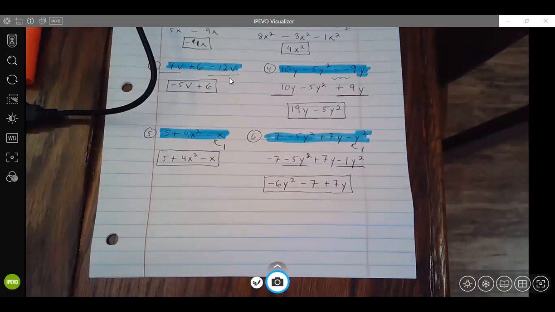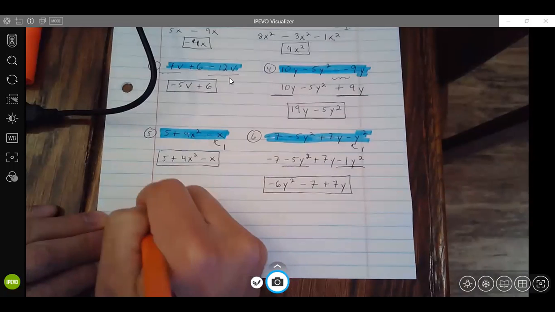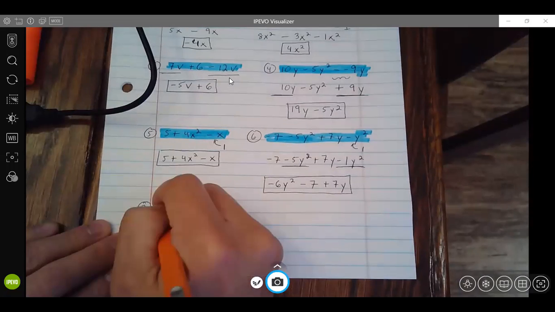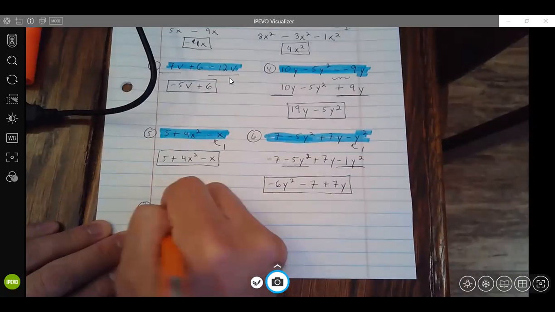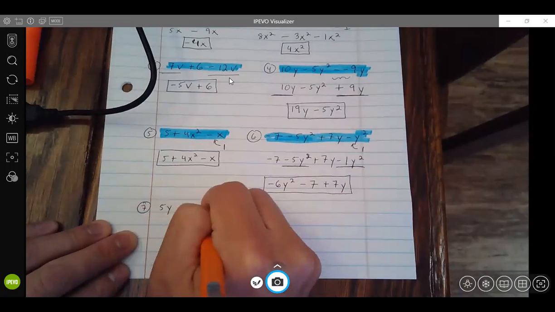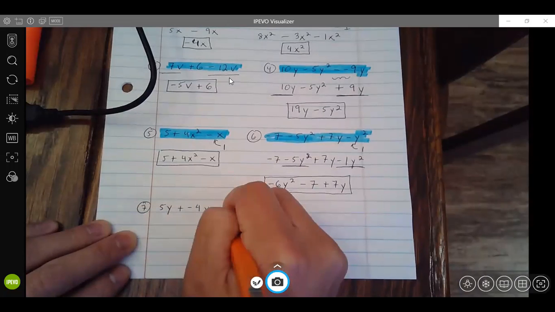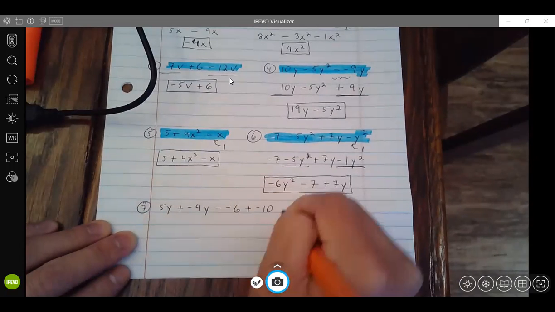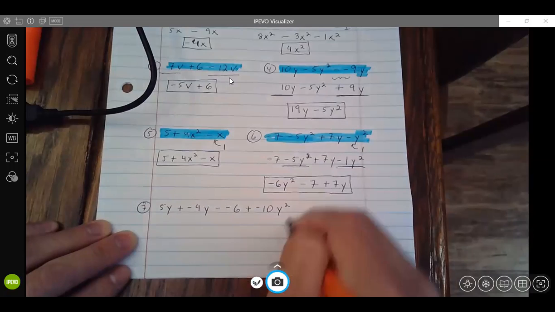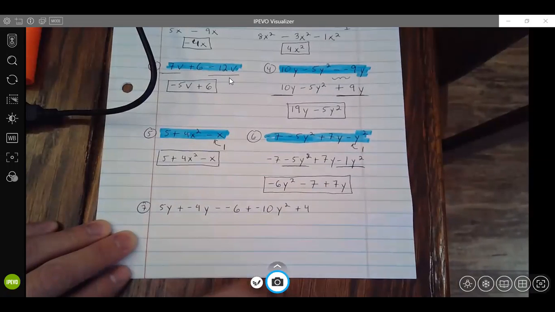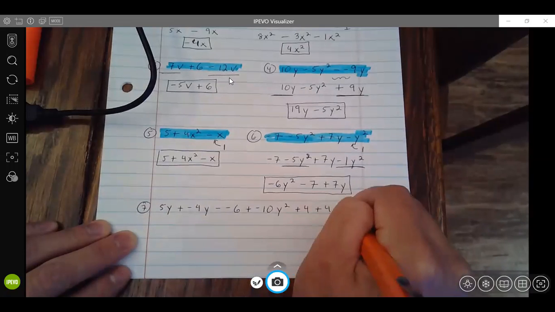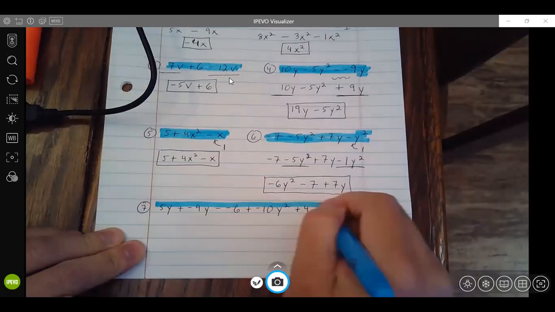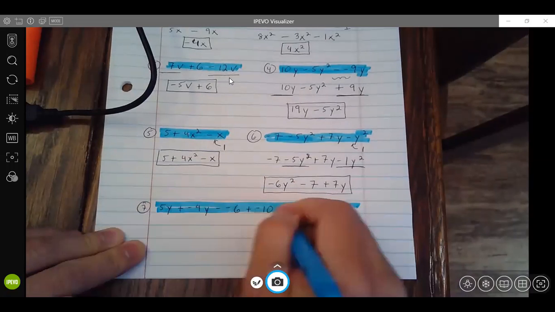Okay, one last one that we'll do together, and because IXL is going to give you a long one, maybe a couple. So we're going to do one long one together. All right, a long one here: 5y plus negative 4y minus a negative 6 plus a negative 10y squared plus 4 plus 4y squared. Okay, so let's go ahead and put that in. IXL will give you at least one long one like this, so we'll do one long one together.